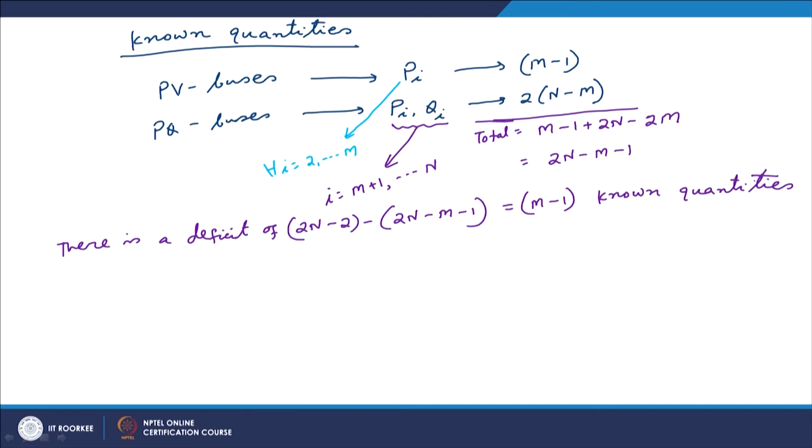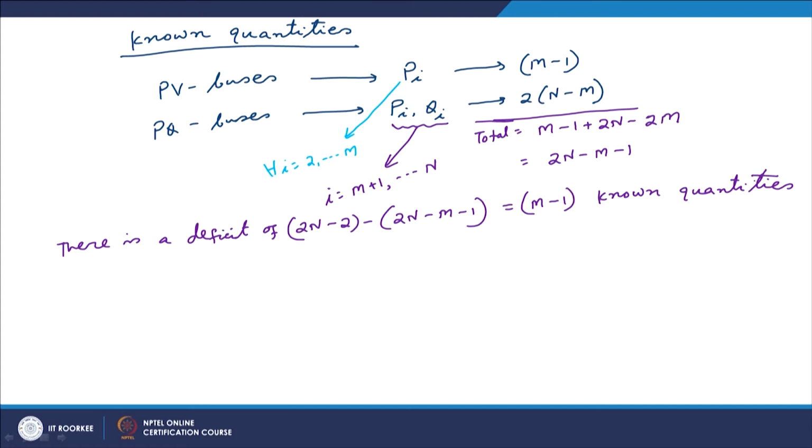So, then therefore, what do we need? I still need m minus 1 known quantities, because otherwise I cannot solve this set of equations. In this case we have a total of 2n minus 2 unknown quantities, but our known quantity is only 2n minus m minus 1. So, there is a deficit of m minus 1 known quantities. Now, from where will these m minus 1 equations come?